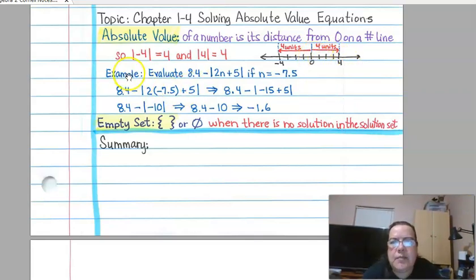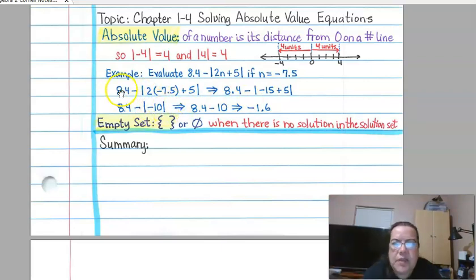So let's say I ask you to evaluate 8.4 minus the absolute value of this expression here, if n is equal to -7.5. Then just substitute for the n, which is what I've done here. I placed the -7.5 for the n, and I continue solving. So absolute value is the part that you solve first. So take care of all the inside. 2 times -7.5 is -15, and then you have that plus 5 there. So then -15 plus 5 should give you -10 inside the absolute value.